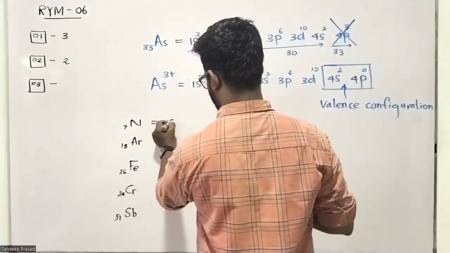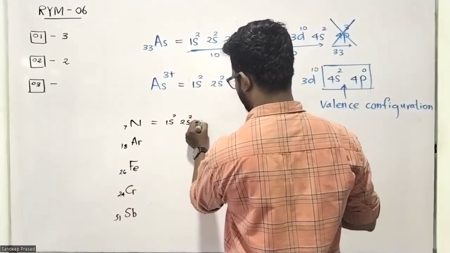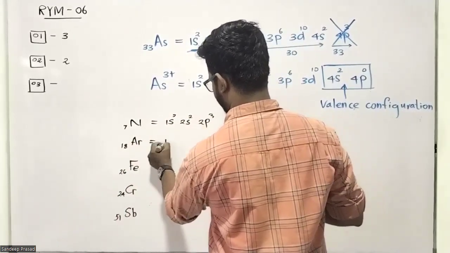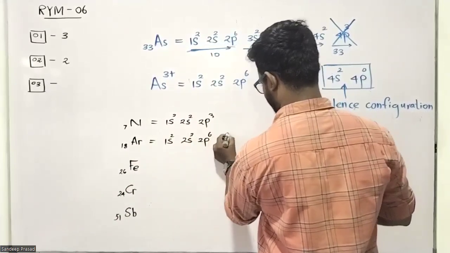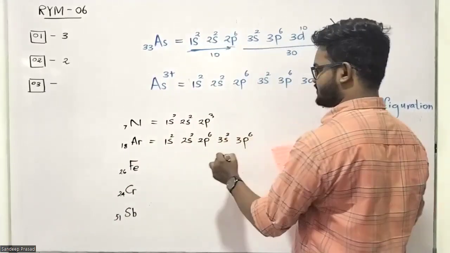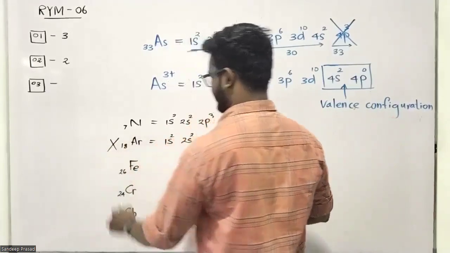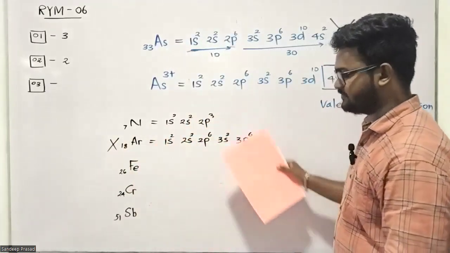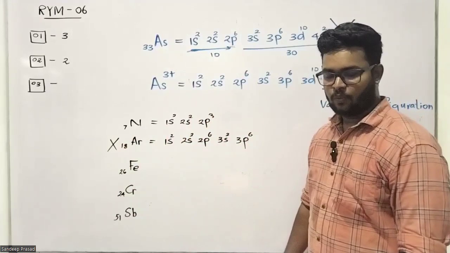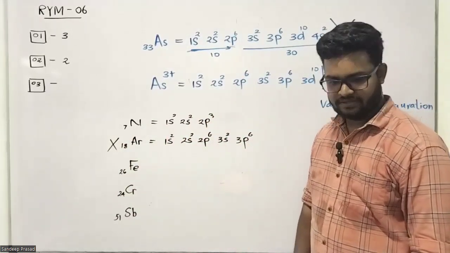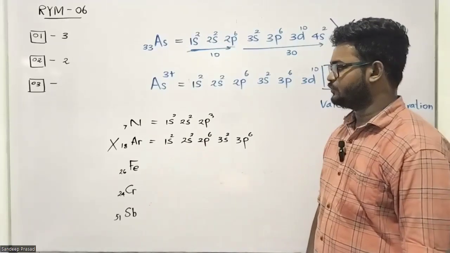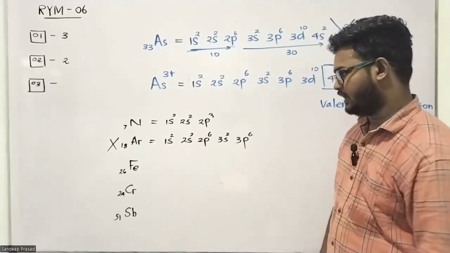The configuration for nitrogen is 1s2, 2s2, 2p3. Argon is 1s2, 2s2, 2p6, 3s2, 3p6. Remember, students, we can reject argon. Why? We know that argon's configuration is very stable. All the atomic orbitals are completely filled with electrons. So therefore, no unpaired electrons in argon, and without any issue, we can reject argon.